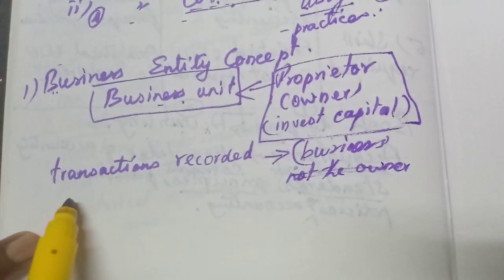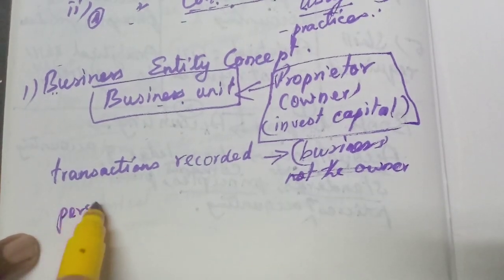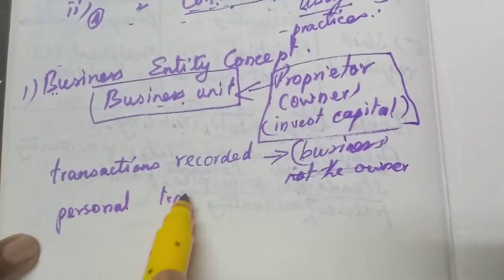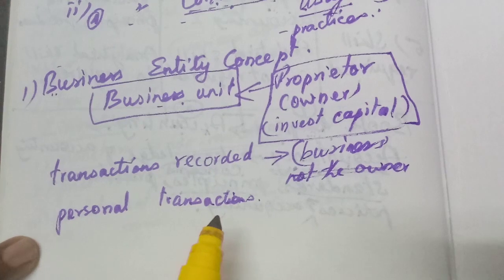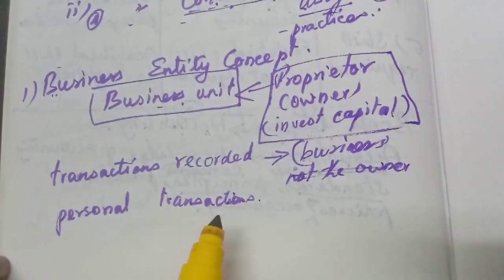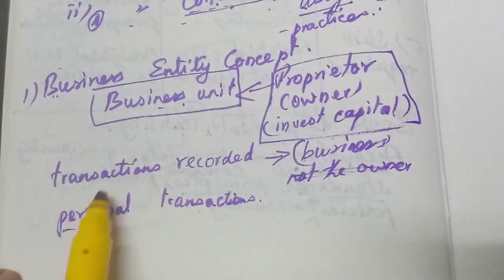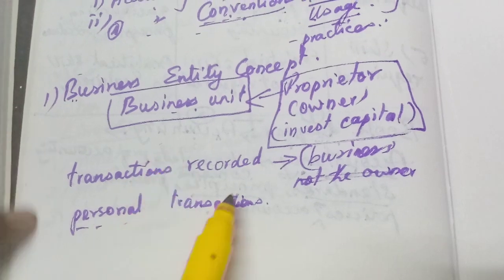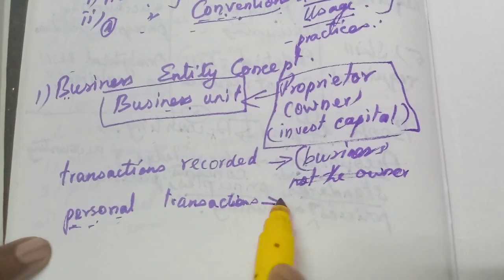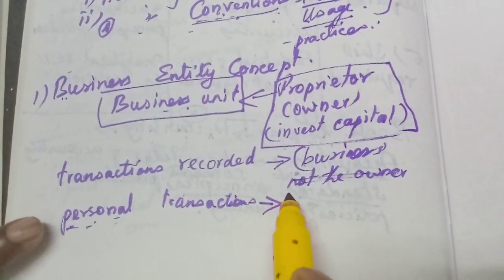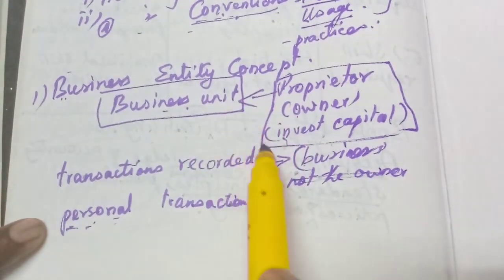Here you should understand all his personal transactions. For example, if he is bringing up two or three children, all the money that he spent for his children will not be confused with the business transactions. Business is considered a separate unit from his personal transactions, but some personal transactions are entered in the business unit, because he is investing money into the business.